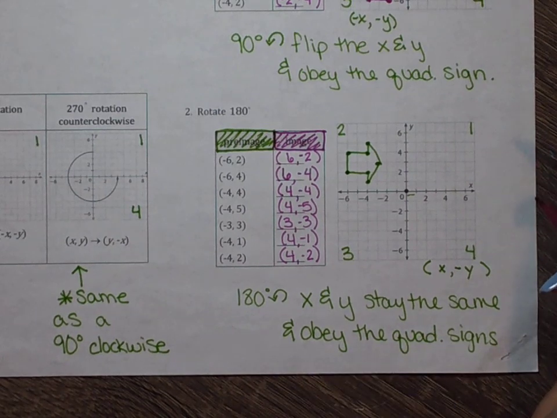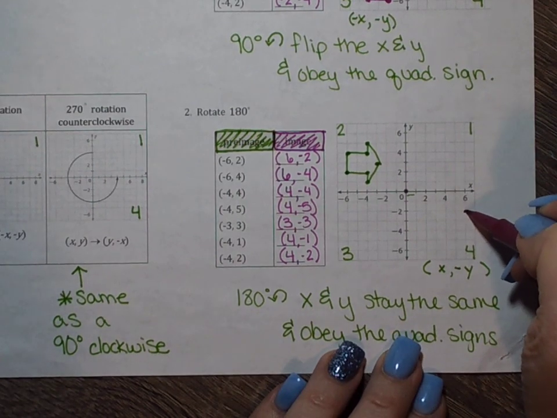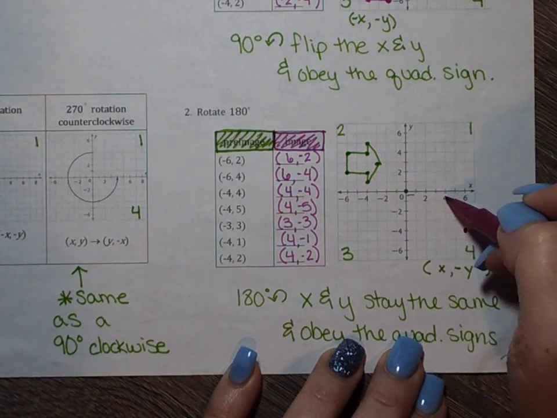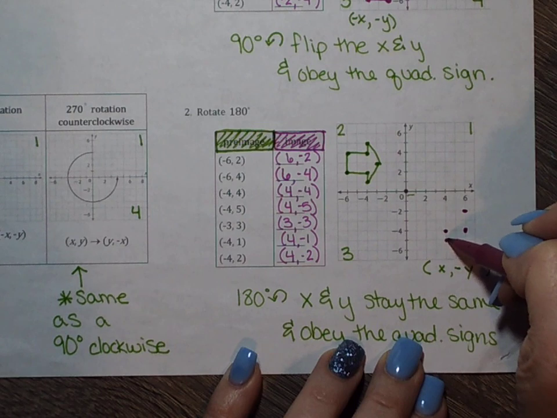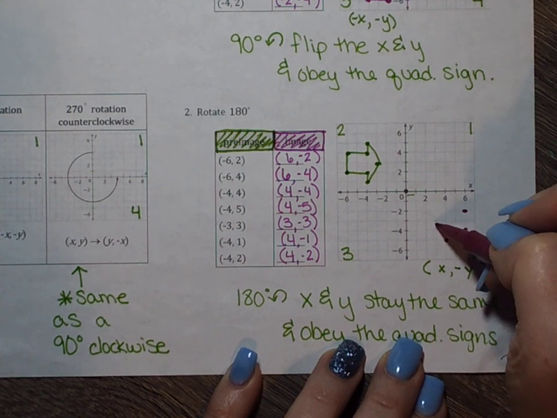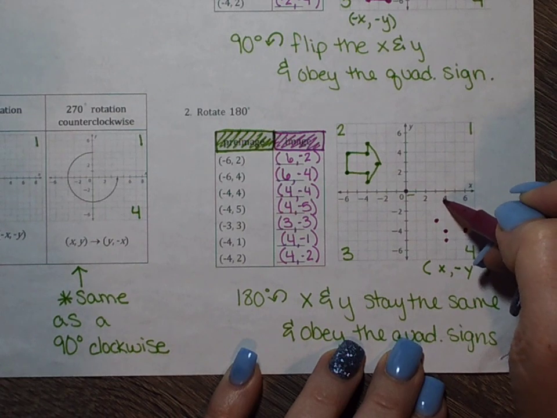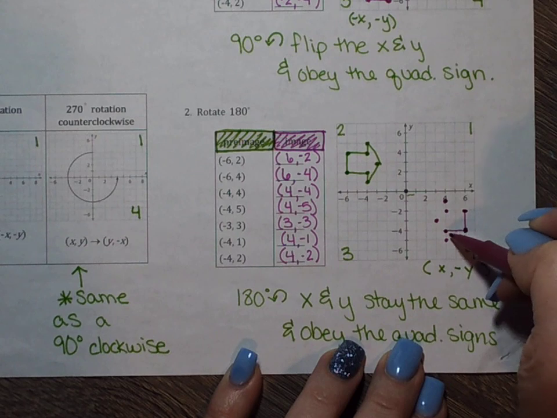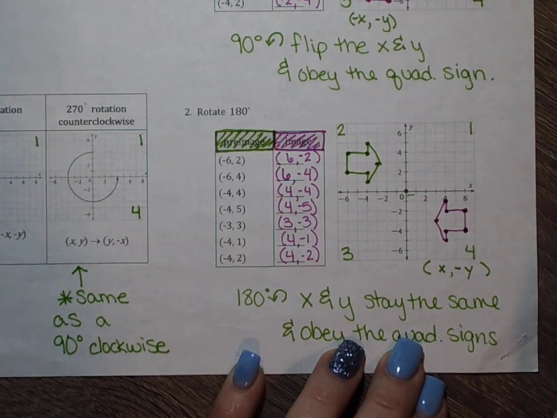All right, so we are going to graph the first point at 6, negative 2. So we're going to go 6, negative 2, 6, negative 4, positive 4, negative 4, positive 4, negative 5, 3, negative 3, 4, negative 1, and 4, negative 2. And then that shows us what our little arrow looks like after we've rotated it 180 degrees.